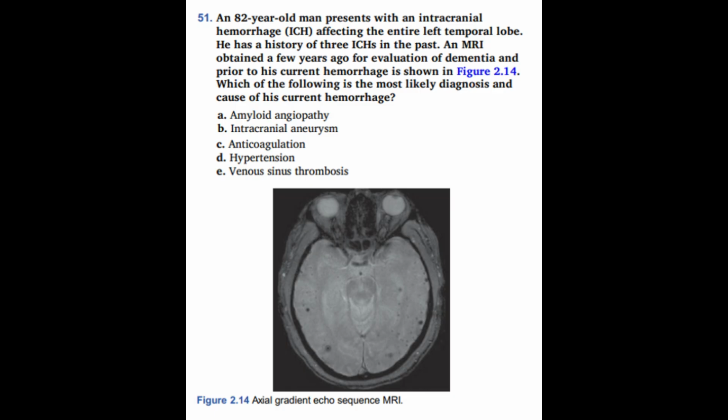Question 51. An 82-year-old man presents with intracranial hemorrhage affecting the entire left temporal lobe. He has a history of 3 intracranial hemorrhages in the past. An MRI obtained a few years ago for evaluation of dementia and prior to his current hemorrhage is shown in figure 2.14. Let us take a look at that.